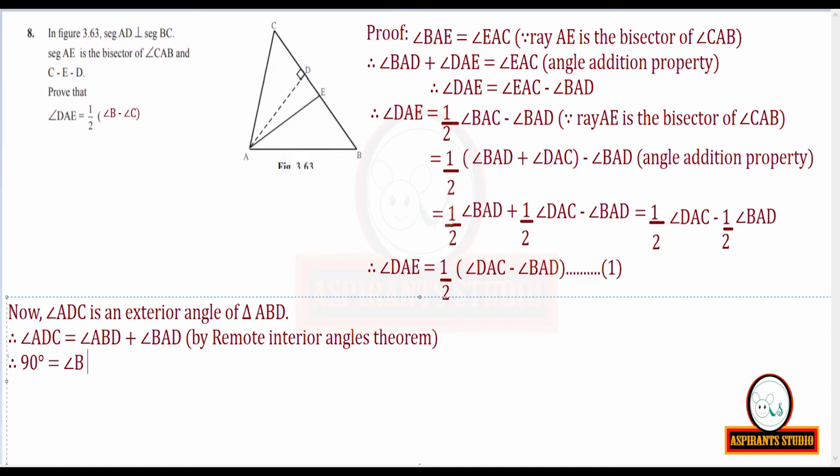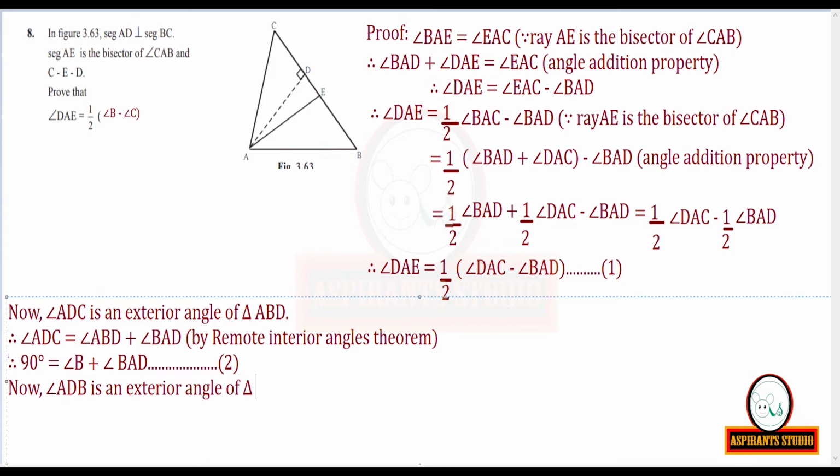Now put the value of measure of angle ADC. Now look at the figure. You can see a right angle there. So measure of angle ADC is 90 degrees. And measure of angle ABD in short can be written as angle B. So that will be the second equation: 90 degrees is equal to measure of angle B plus measure of angle BAD.